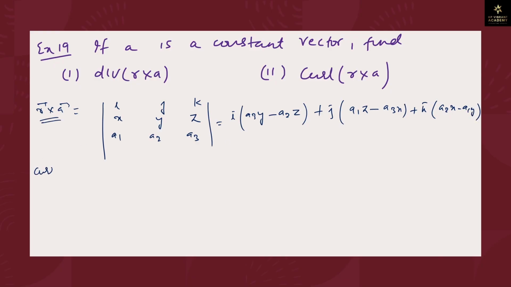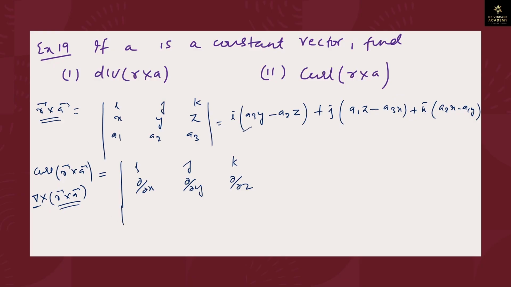So curl of r cross a is equal to the determinant with i, j and k, del upon del x and so on. This is del cross (r cross a). Let us represent the components of the del vector and the r cross a vector. This is del upon del x, del upon del y, del upon del z, and the components of the r cross a vector are a3y minus a2z, a1z minus a3x, and a2x minus a1y.